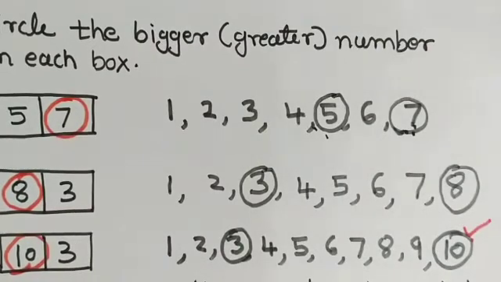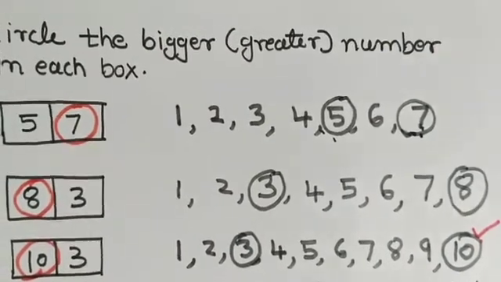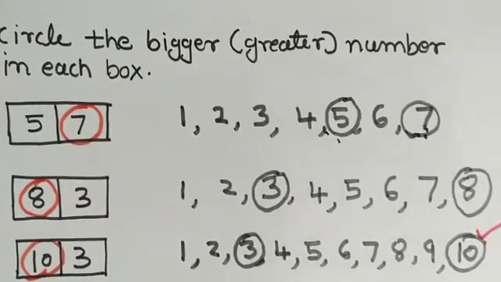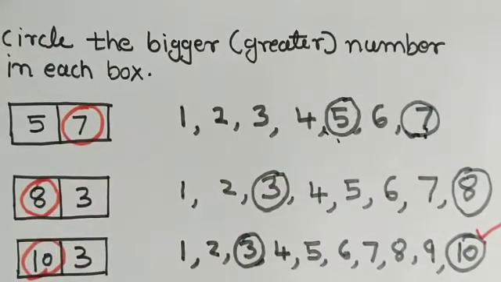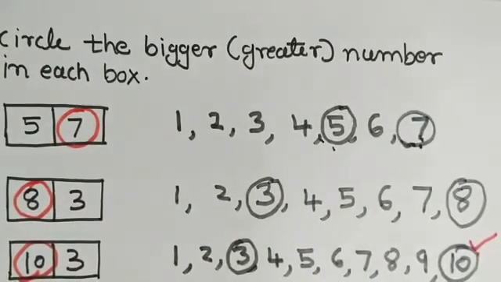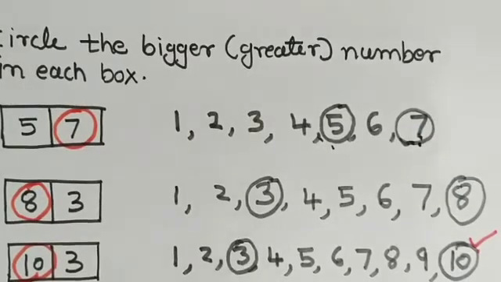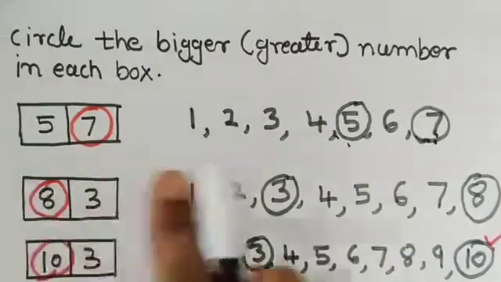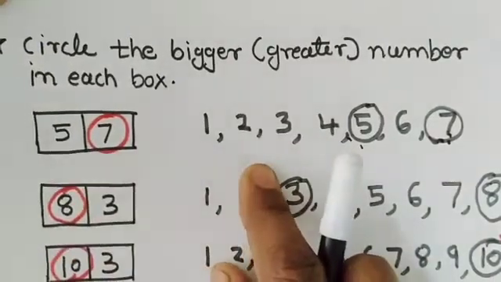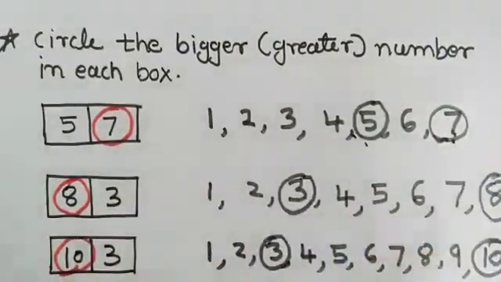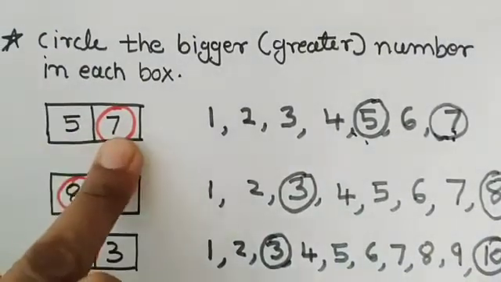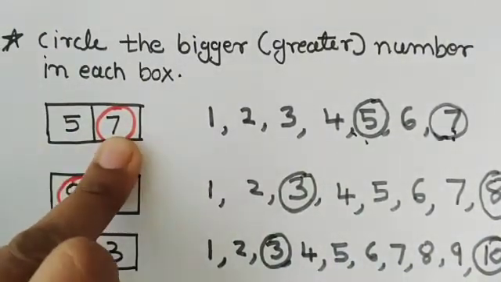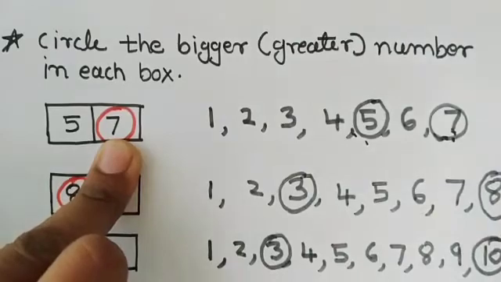Now children, we will see some symbols of comparing numbers, how to show the bigger or smaller number with the help of a symbol. With this same example here. Here we have two numbers 5 and 7 and we have taken out that 7 is the greater number. So how to write that?